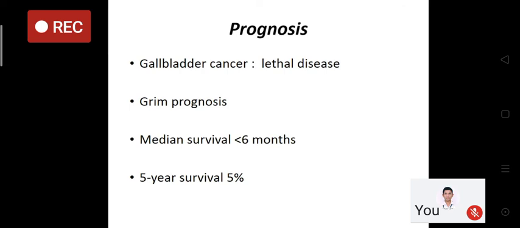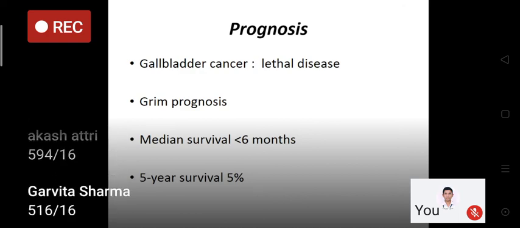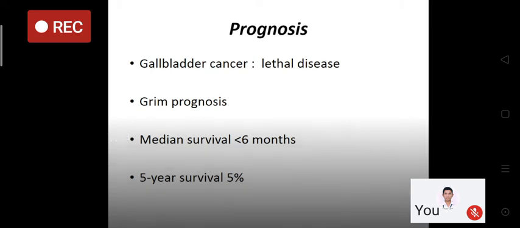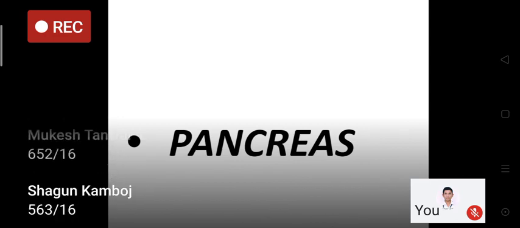Prognosis: it's a lethal disease with a poor outcome. Median survival is less than 6 months, and 5-year survival is not more than 5%. With this, we finish the diseases of the gallbladder and bile duct, all relevant surgically benign and malignant disease. From the next lecture onward, we'll continue with the next organ, that is the pancreas. Thank you so much.